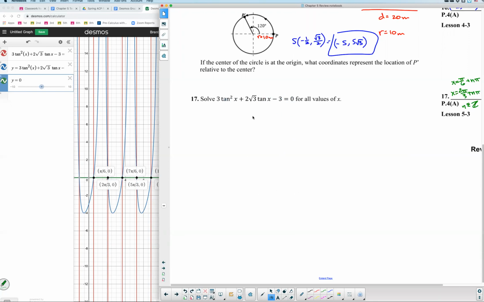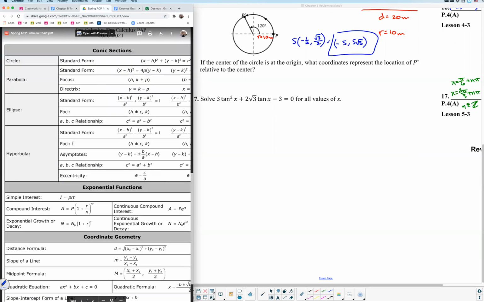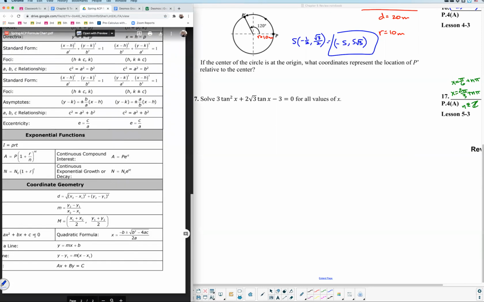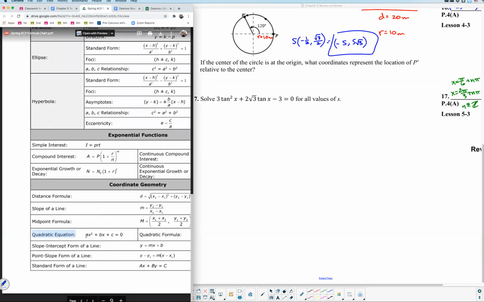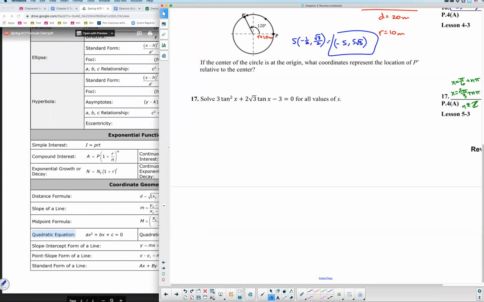If you're going to use algebra, what's harder on this problem is this is written as a quadratic. On the formula chart, they have this on the second page. It's written as a quadratic, ax squared plus bx plus c. It's kind of like solving the algebra of 3x squared plus 2 square root 3 x minus 3 equals 0, which normally we would try the x method. But we have a problem on this one.